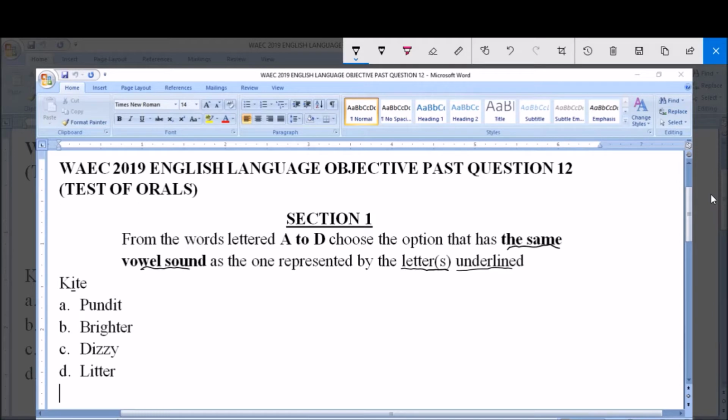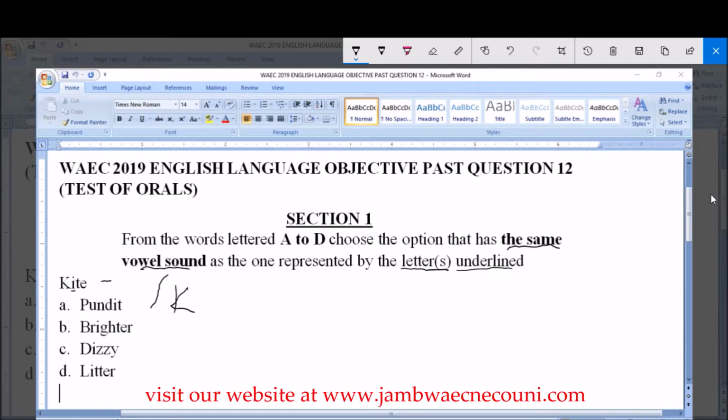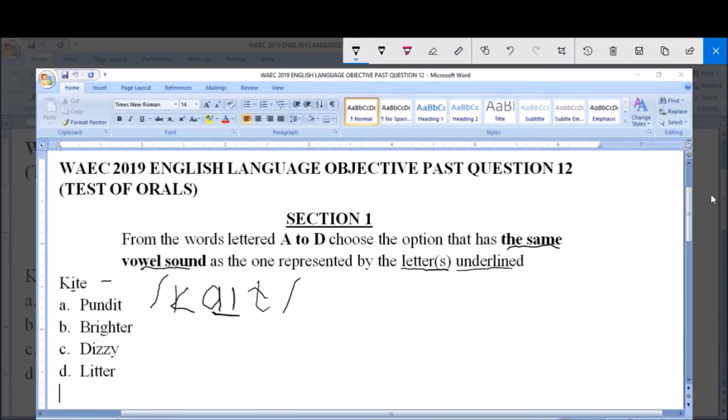So option A is pundi, B is brighter, C is dizzy, D is litter. So first I will transcribe the word given to us, which is kite, so we can see the sound that letter I represents. So kite is transcribed this way. You have this kite. Now this is the sound I represented by this letter.